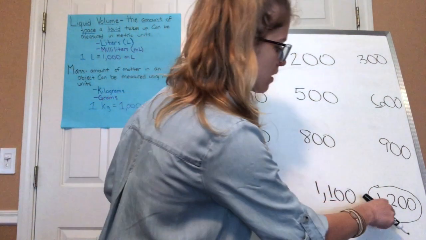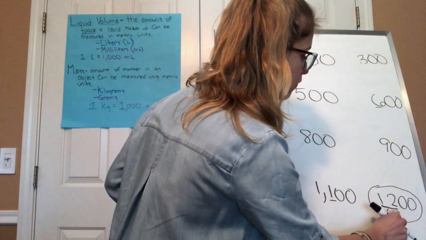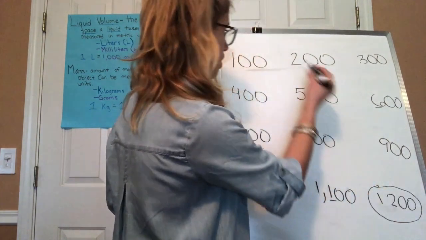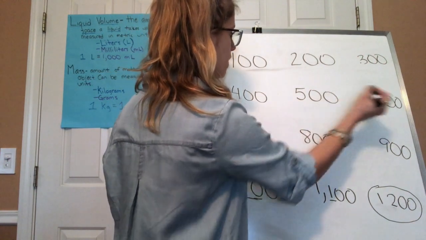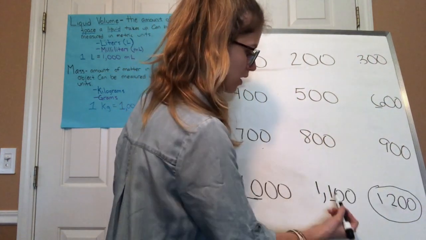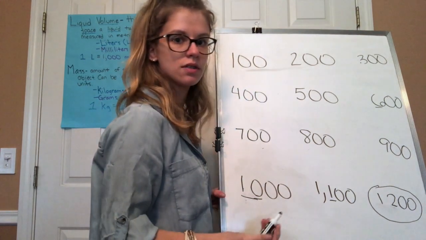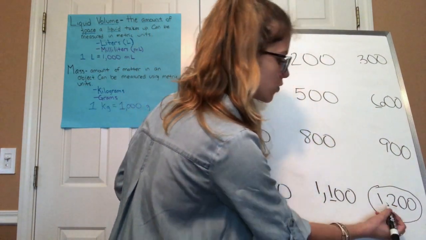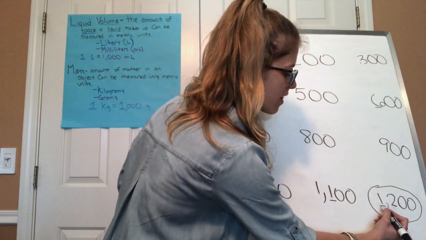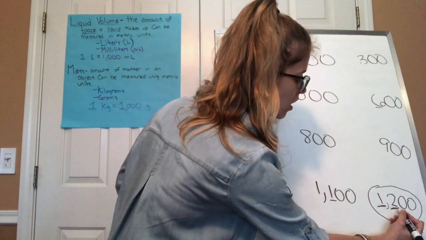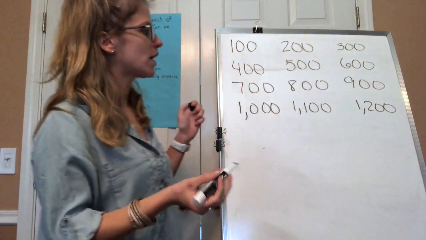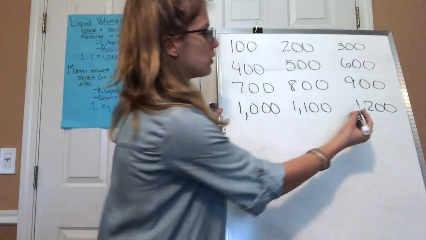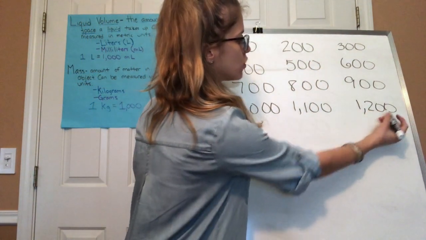I could say 1,200 because that's true. There are 12 hundreds. 1, 2, 3, 4, 5, 6, 7, 8, 9, 10, 11, 12 hundreds. But we say 1,200 because we're focusing on our thousands place and our hundreds place. So what I did here is I just moved this up, that way we're not running out of room. But our last number was 1,200.